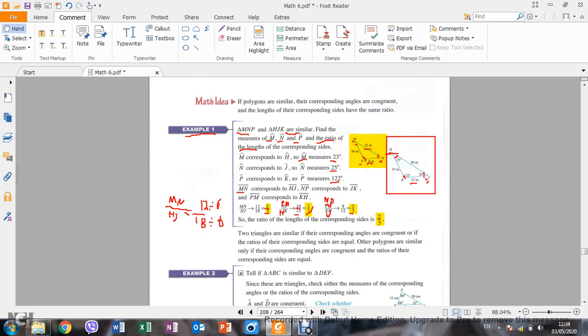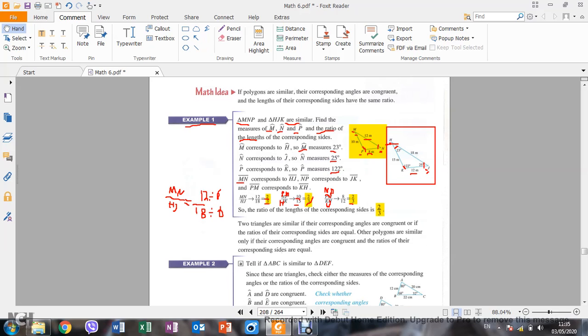Two triangles are similar if their corresponding angles are congruent, or if the ratios of corresponding sides are equal. I tell you, two triangles are similar when the corresponding angles are congruent, meaning the angles are the same, and the ratios of the corresponding sides are equal. Like here, we have equal corresponding sides.